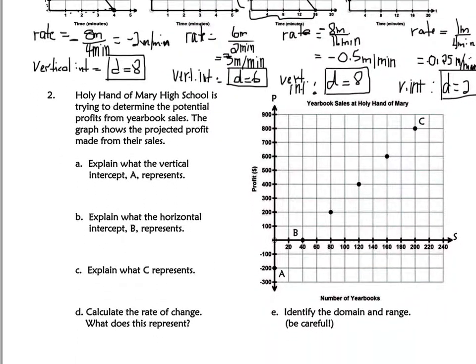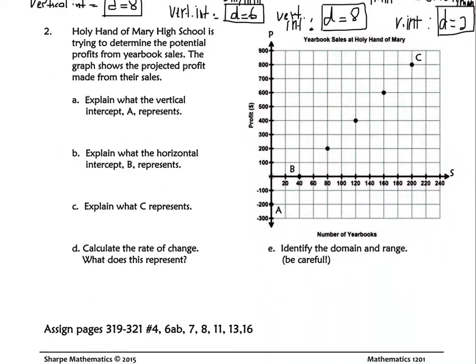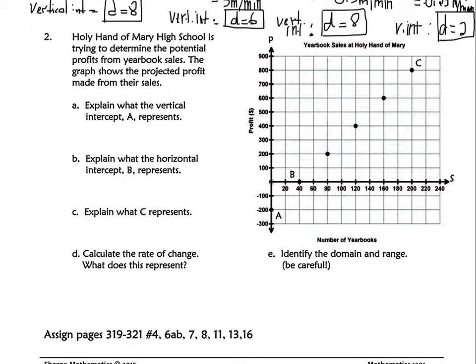Holy Hand of Mary High School is trying to determine the potential profits from yearbook sales, and the graph shows the projected profit made from their sales. Explain what the vertical intercept A represents. In this case, the vertical axis is showing profit, the horizontal axis is showing sales. A has coordinates 0, -200.